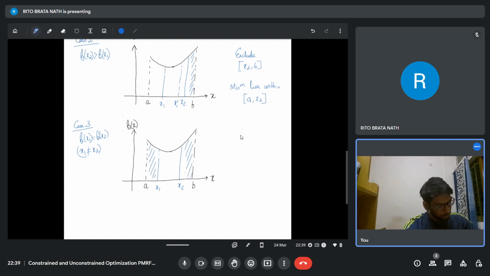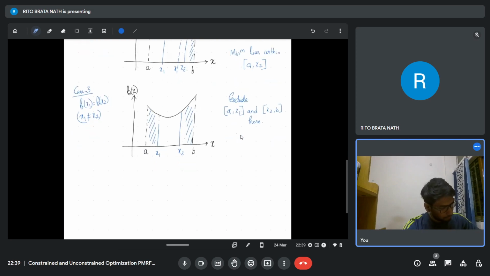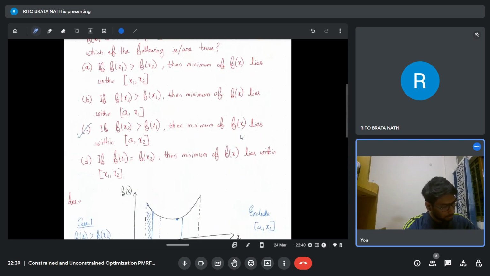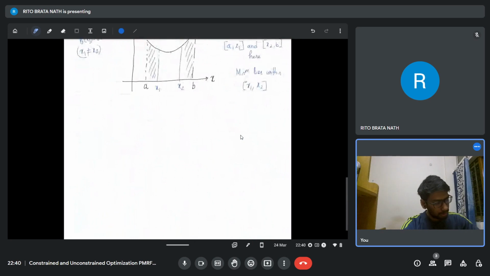Okay, so you can exclude a to x1 and x2 to b here. And the minimum lies within x1 comma x2. So let's see if any option satisfies that. Yeah, so option D is also correct. Okay, so for this problem, you have this answer as C and D, right?